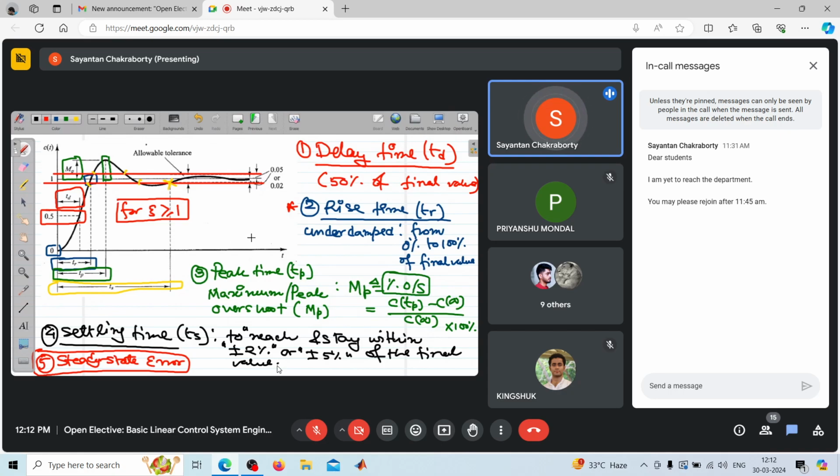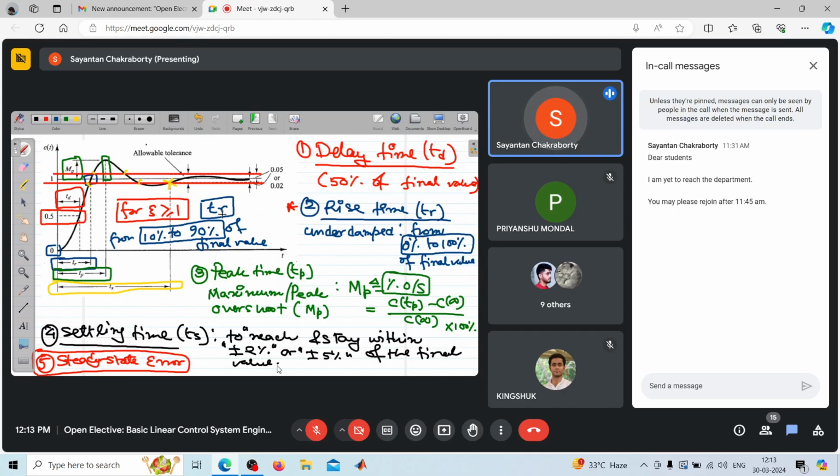What is that? The time range is now, the value range is 10% to 90% of the final value. That is the time taken for the response to reach from 10% to 90% of the final value. For the underdamped case, it is 0 to 100%, but for the overdamped and critically damped case, it is normally 10 to 90%. This is the only difference in the definition.